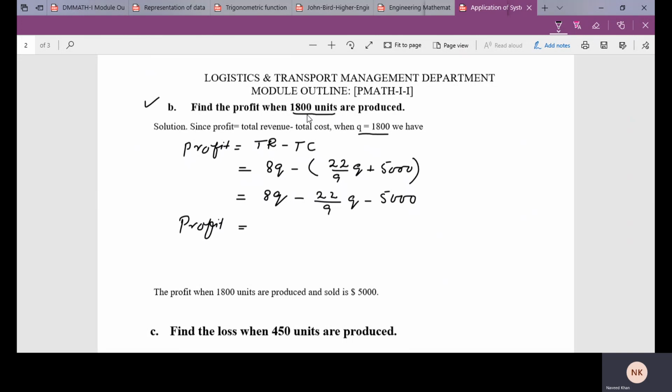Now dear students, look here to find the profit when Q is equal to 1800 units are produced. So it means that Q is equal to 1800. Just put the value of Q equal to 1800. Then it will become 22 by 9 into 1800 minus 5000. So the answer will become $5,000. This is the profit.